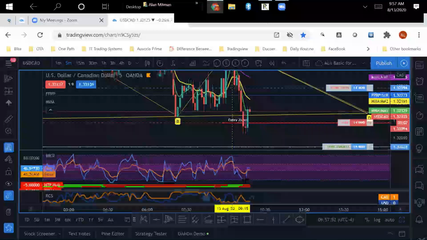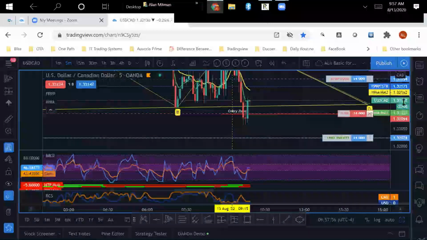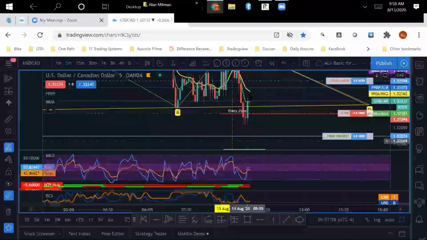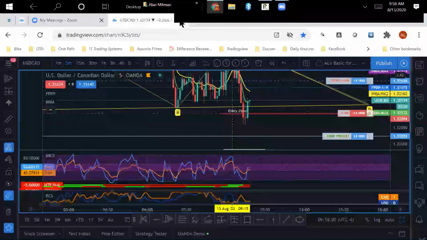Here's the hook. See if we can get this thing to break down the bottom, and we'll let everybody be on their own for their targets. We got the pip target set. This is the last trade we really have to work with.